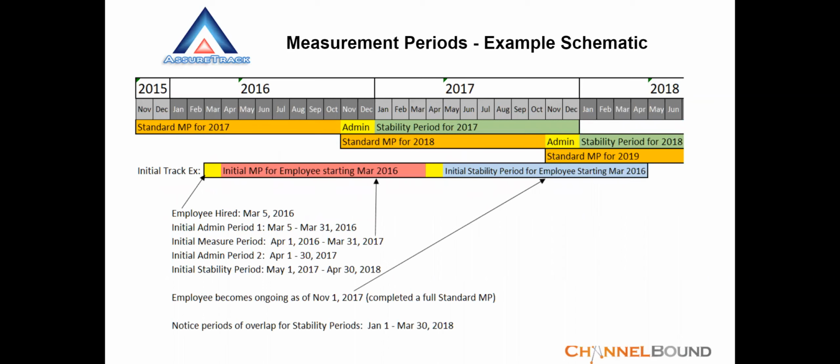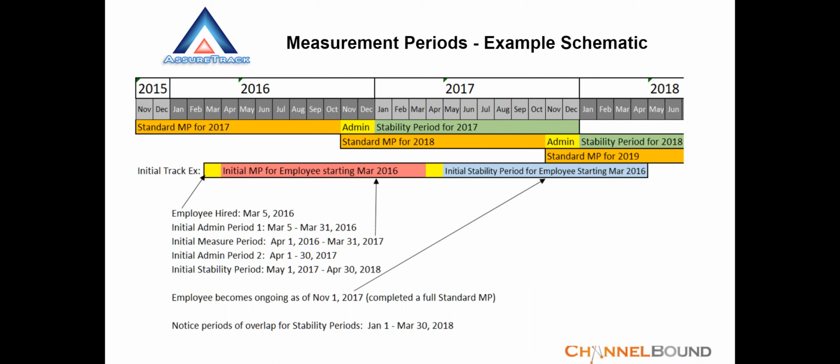Measurement periods. Here's an example. You'll see at the top, you have a standard measurement period. This is what we typically set up, a 12-month standard measurement period, going from November of the first year through October of the next year, 2-month admin period, and then a 12-month stability period. This one has the stability period aligned with the calendar year, as you can see.